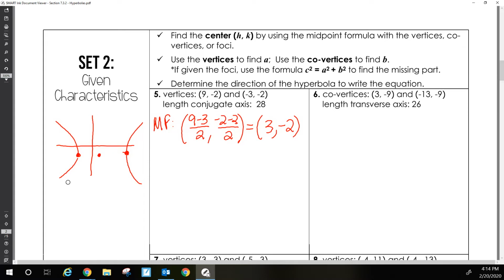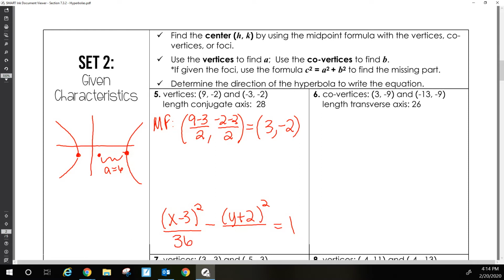That's my center. But since we're opening left, right, it's a horizontal hyperbola, which means the x's are going to come first. Got a minus sign, then my y's, always equal to 1. And my center is 3, negative 2, so it's x minus 3. y minus a negative 2 is going to be plus 2. All right. What is the distance then between our center and either one of these vertices? What's the distance between 3 and 9 or 3 and negative 3? That would be 6. So my a value here is 6. 6 squared is going to be 36, so that's going to go under my x's.